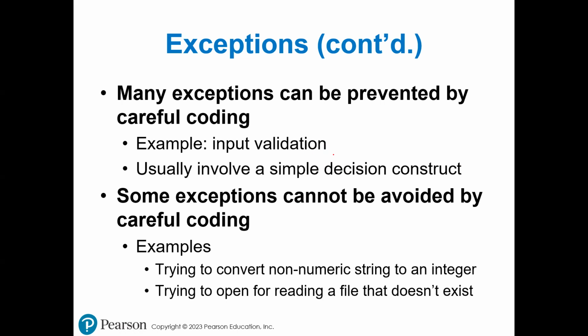For example, if the user needs to type a name and they enter a number, that might cause your program to stop executing because your program does not accept a number. But you can prevent that by making sure you do not let the user just get away with it. You're going to ask the user repeatedly to enter a name, enter a name, enter a name until they enter a string.